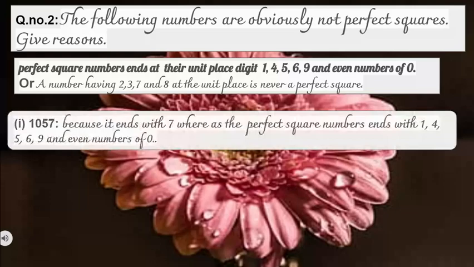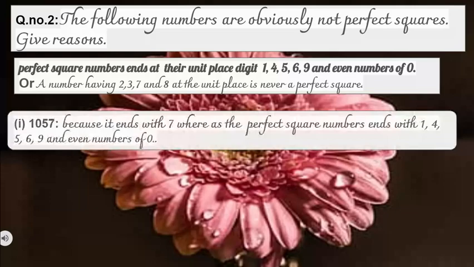If you have any number other than these numbers on the unit digit, then that number would not be a perfect square. So we can say that it ends with 7, whereas the perfect square numbers end with 1, 4, 5, 6, 9 and even numbers of 0. Clear? This is the answer.